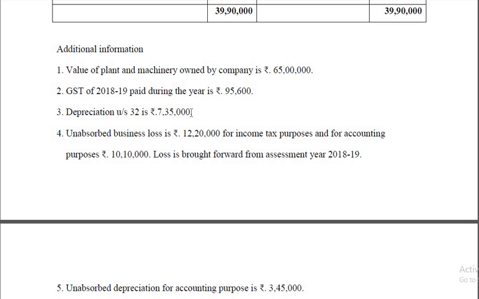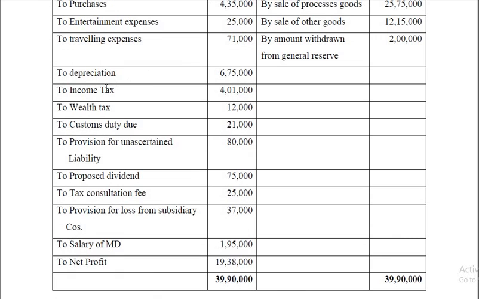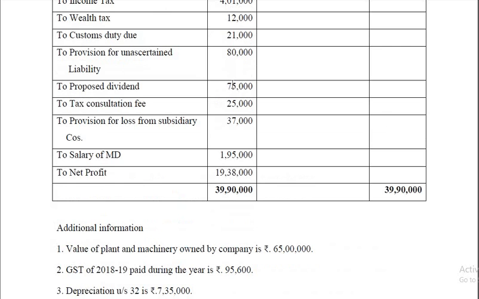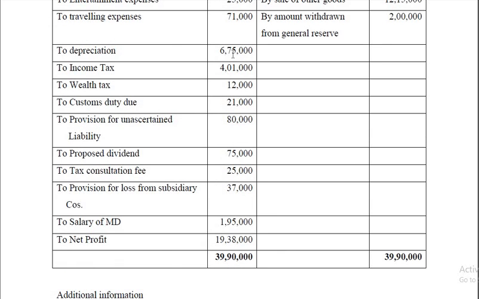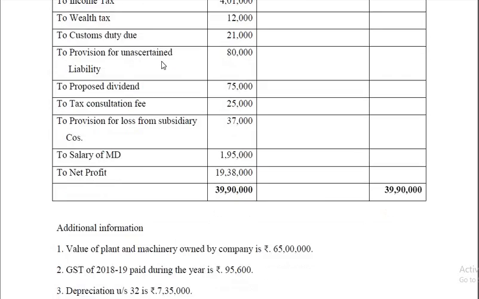Then depreciation under section 32 is 7,35,000. If you look at the debit side here, depreciation amount is 6,75,000, whereas what is allowed is 7,35,000. So what we have to do is add back this value, then deduct what is allowed. Or else the net amount, since the allowed amount is more than that, further deduction is required, and the net amount can be deducted from the net profit. Only one treatment: either add once and deduct once, deducting what is allowed under section 32 and adding what is debited to profit and loss account.